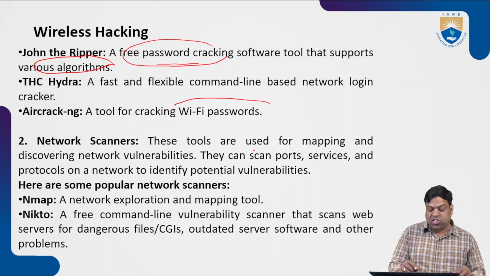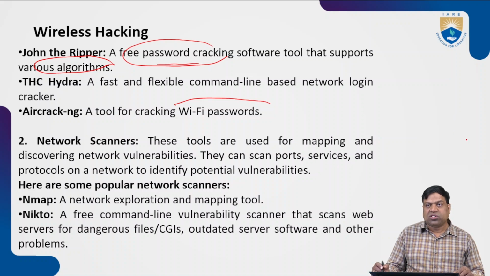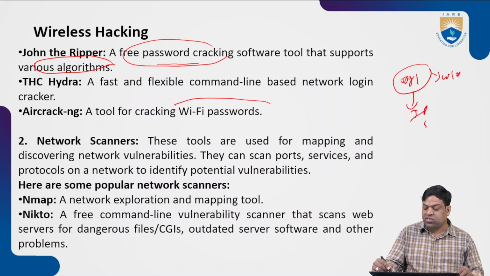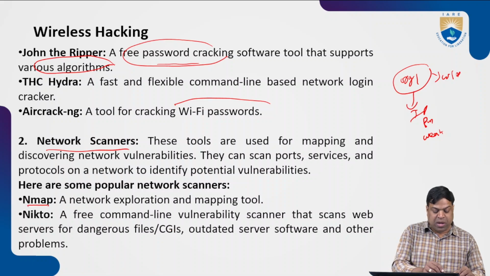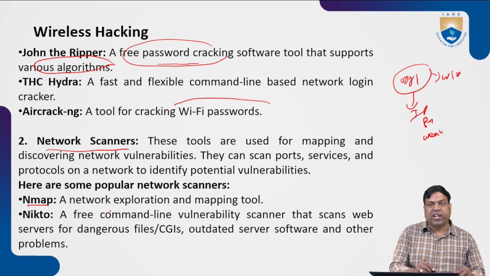Network scanners: these tools are used for mapping and discovering network vulnerabilities. They can scan ports, services, and protocols on a network to identify potential vulnerabilities. Suppose an organization maintains the ORG1 Wi-Fi. With a network scanner, they can find the IP address, ports, and the weaknesses of the ORG1 Wi-Fi. Some popular ones: Nmap is a very, very popular tool. Many organizations use it for network exploration and mapping.